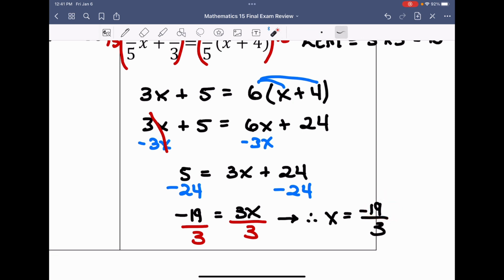Now, what I want you to recognize is that 19 is a prime number. So if you see a prime number, most likely this isn't going to reduce, because prime numbers can only divide by itself, or 1. So there's no possible case this would divide. And furthermore, 3 is also a prime number. So if we have prime number over prime number, there's just no way this is going to reduce further.